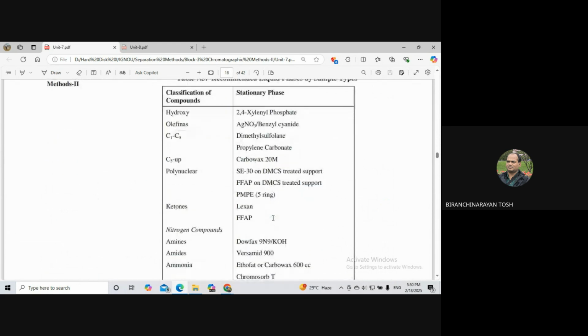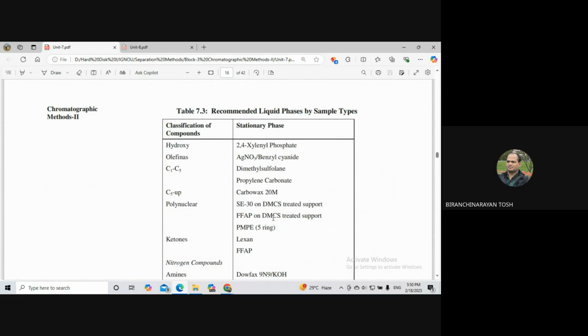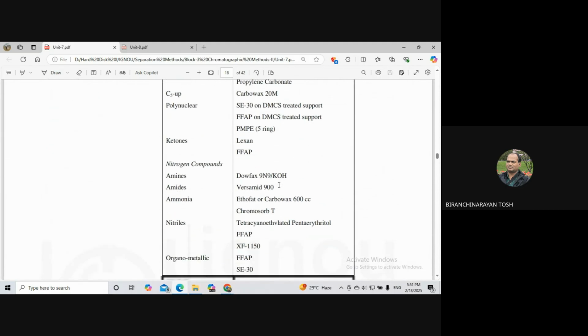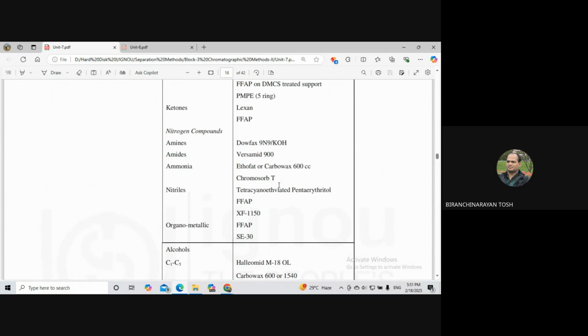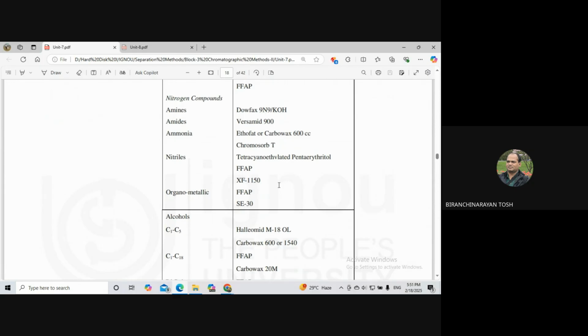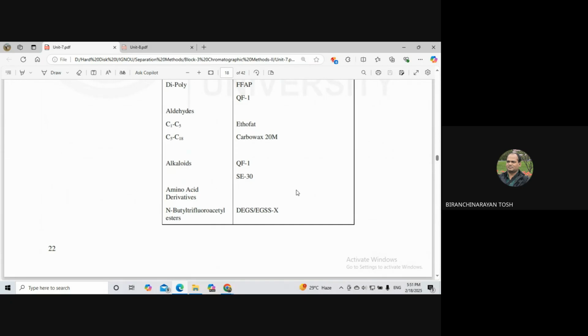So these are the recommended liquid phases by sample type. It is the stationary phase. What is the classification of compounds? So you can see here. All these things are given. You can go through that one.